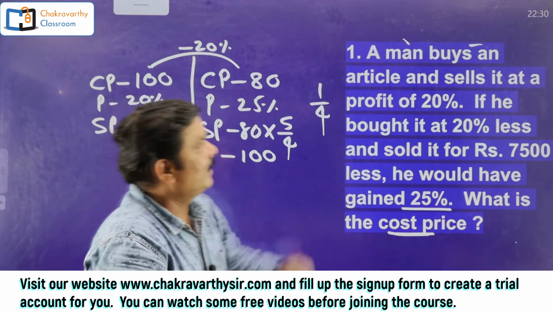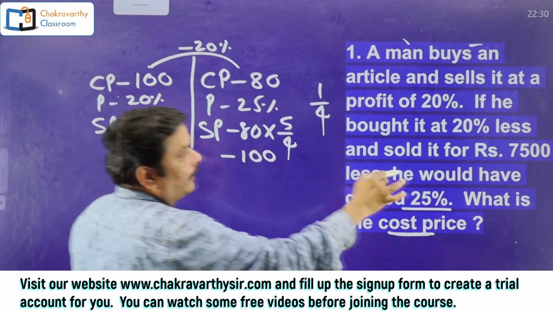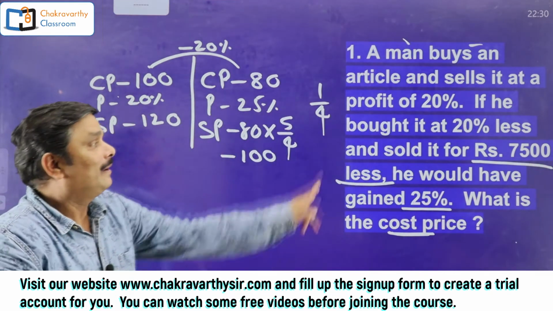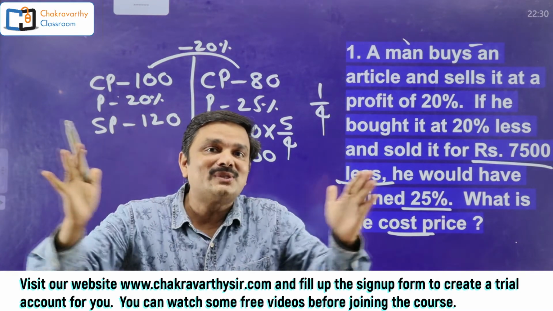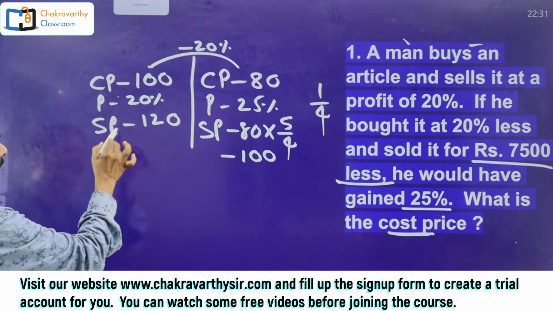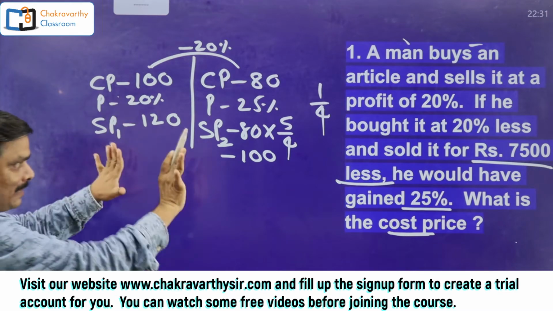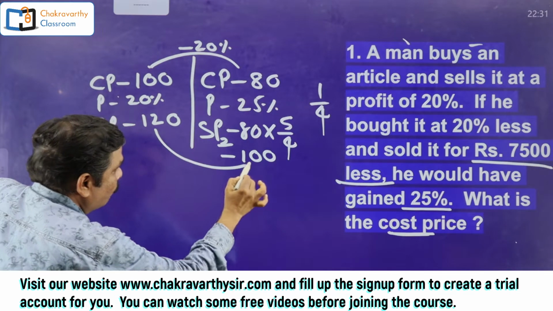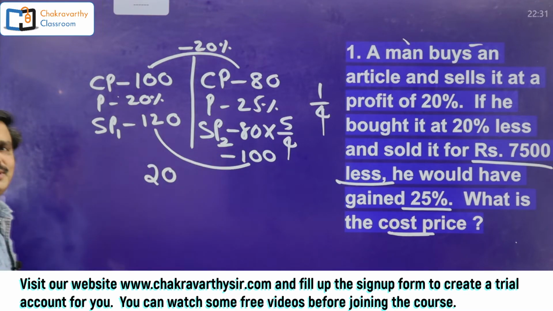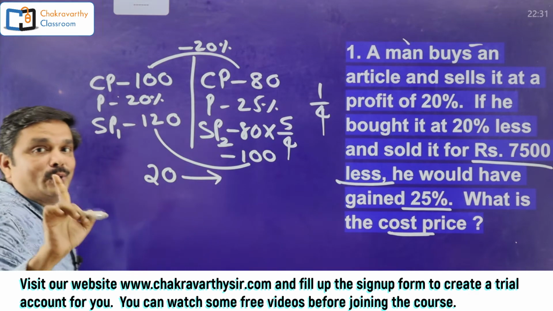Now see students here, if he bought it at 20% less and sold it for 7,500 rupees less, that means here the difference between the two selling prices. Okay, now as far as my imaginary figures are concerned, this is selling price 1, this is selling price 2. According to my imaginary figure, the difference between both the selling prices is 120 minus 100, that is 20. Yes or no? If 20 is the difference, this is the unitary method.